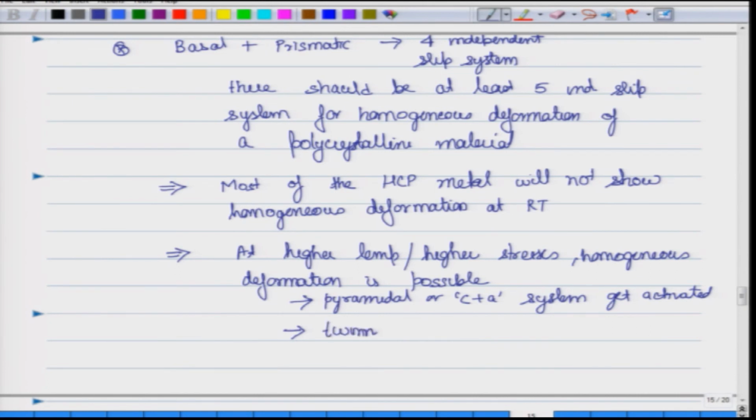So, twinning can lead to homogeneous deformation, and both of these things have been observed. So, people have observed that twinning does support homogeneous deformation, and in some cases pyramidal slip or C+A type of deformation allows for a homogeneous deformation. And this one particularly is true for high stress and particular orientations.